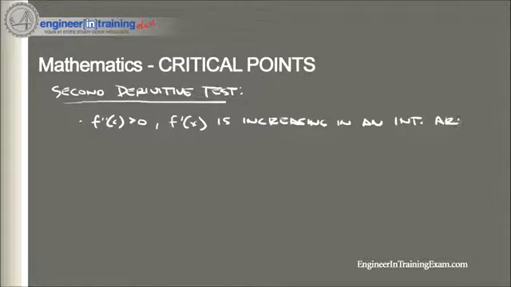Therefore C is a local minimum. So if f double prime of c is greater than 0, then C is a local minimum.